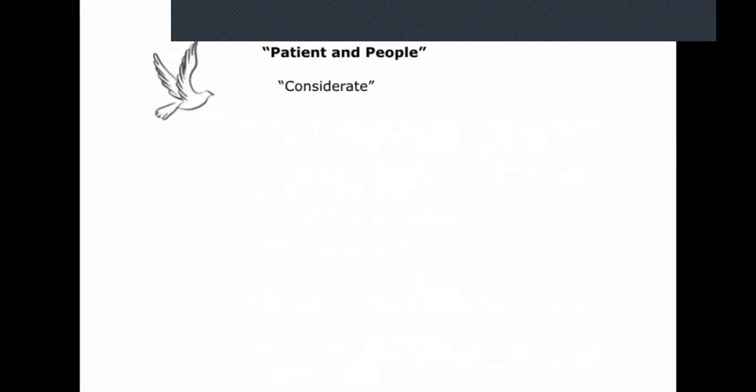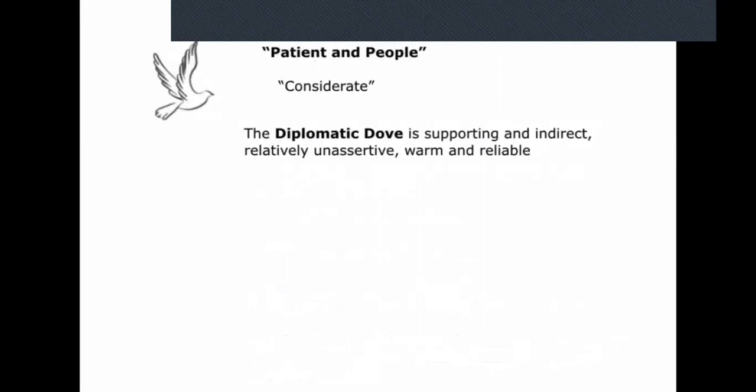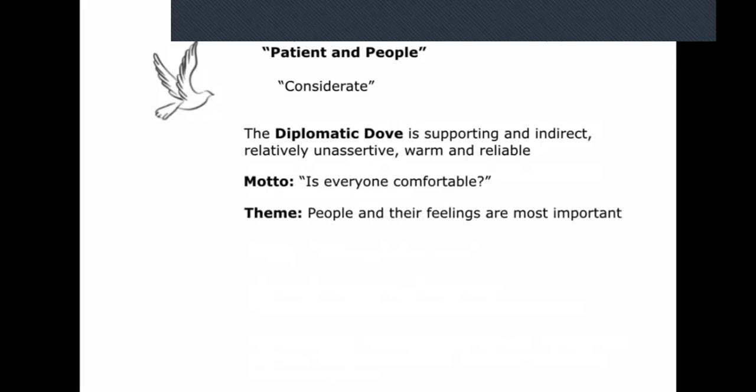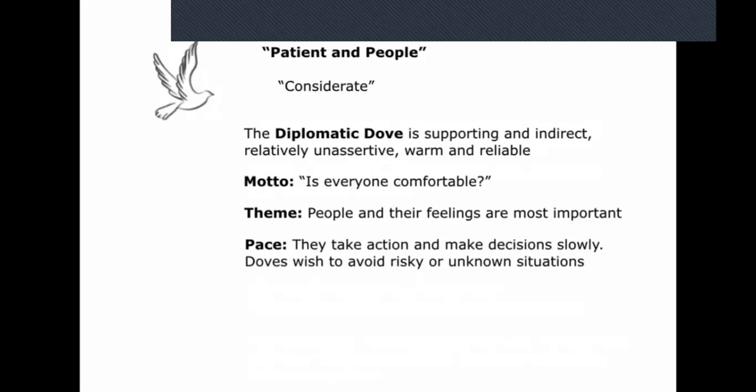The dove is patient and people-oriented, and they're very considerate. They're supporting, indirect in their communication, relatively unassertive, warm, and reliable. Is everyone comfortable? When they make a decision, they want to make sure people are comfortable with that decision. The people and the feelings of those people that they work with, that they direct, are most important to them. They take action and make decisions slowly, and they want to avoid risky or unknown situations. They don't take chances. They're not good when you move them to another office or when you introduce new technology. They want things as they are, comfortable.